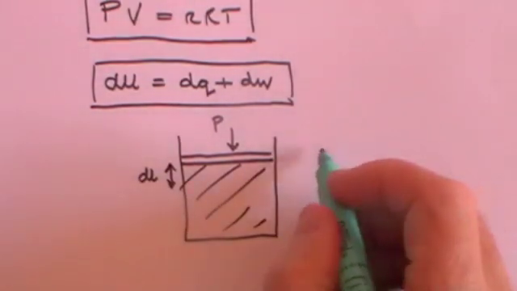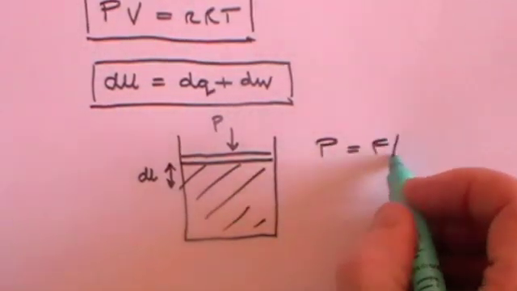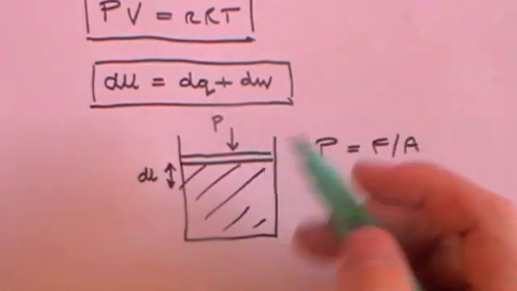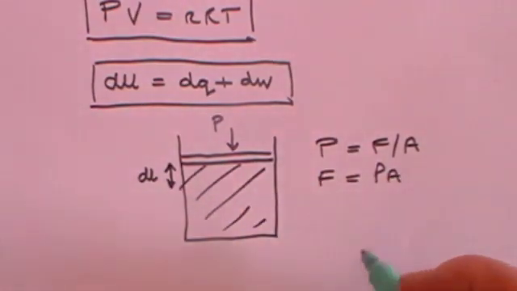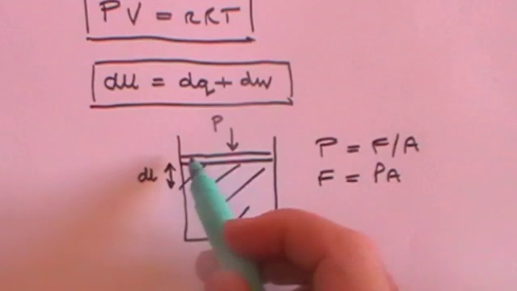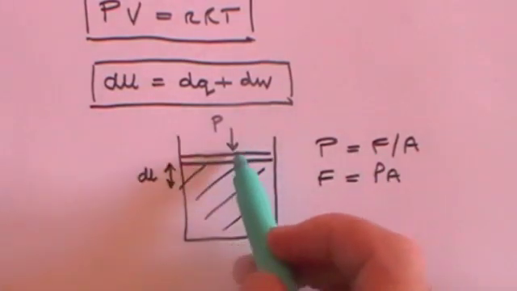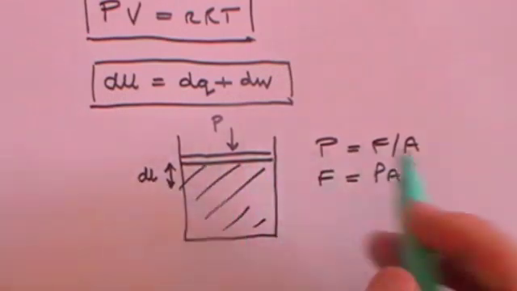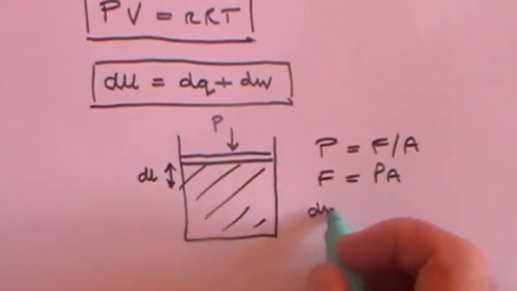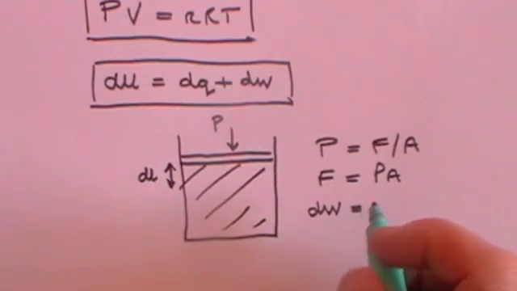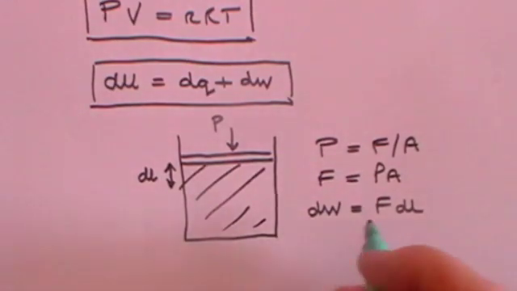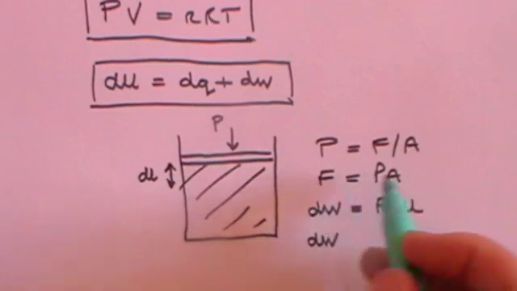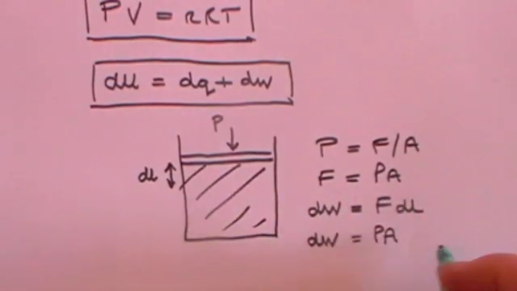Now we know that pressure is defined as force over area. So it's the force divided by the area, which means that force is the same as pressure times area. So the force applied to this piston here is going to be the pressure times the area of the piston. The work done as we push down on the piston is the force times the distance. That's the definition of work. And that is, force is pressure times area, so that's pressure times area, times the distance, dl.